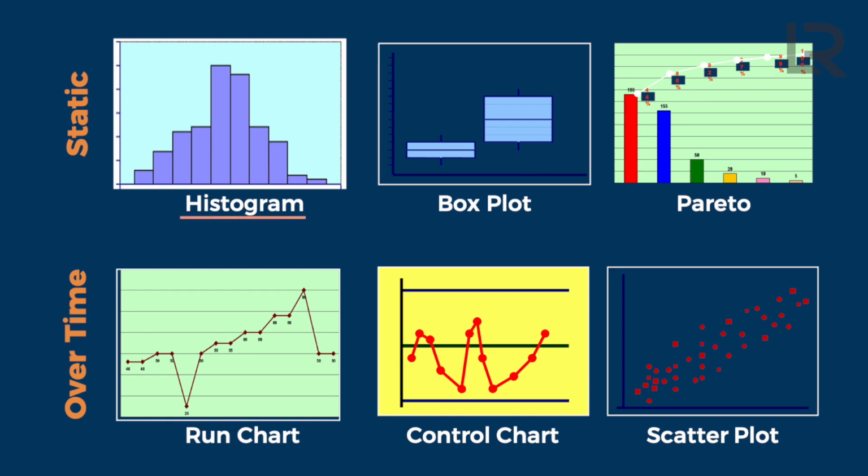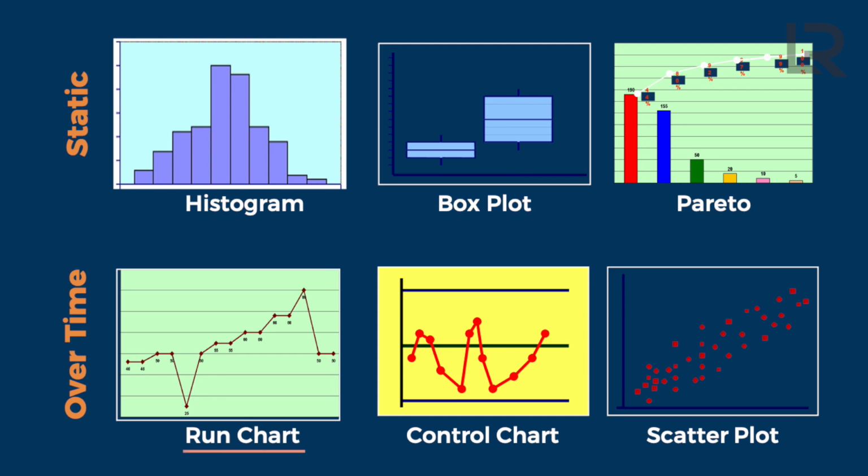The histogram illustrates the location and spread of your data. The box plot visually displays the distribution of the data. A Pareto chart is a bar graph. The length of the bar represents the frequency or cost, and our range is descending from left to right. This way, the chart depicts which areas are most significant.